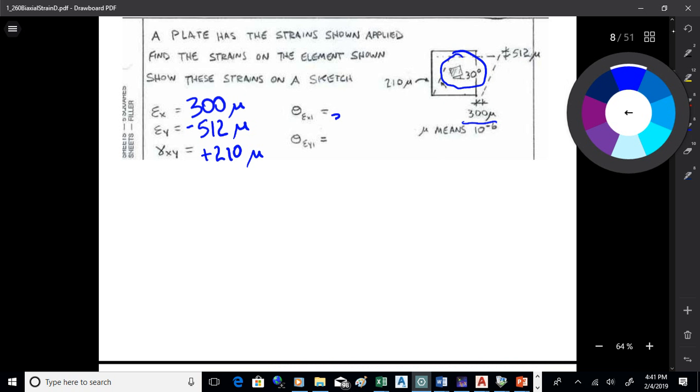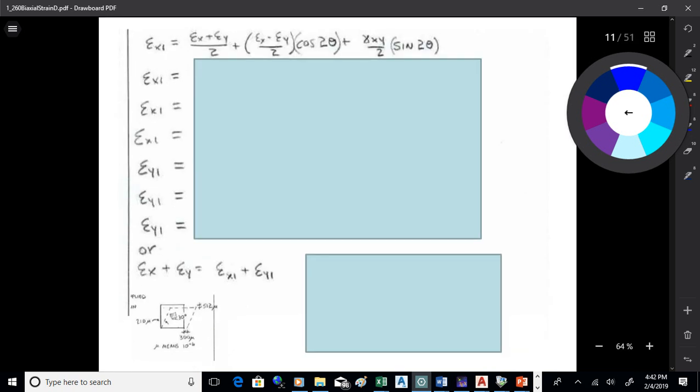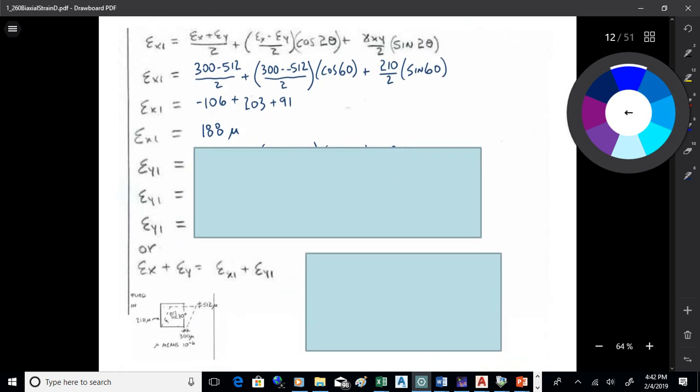So our first angle for epsilon x1 is 30 degrees because the horizontal plane is the reference angle. And for epsilon y1, we just add 90 to that and we get 120 degrees. So those are our two angles. That's the given information. And from there, you plug into the formula. That's about it. Once you understand what you're doing here, you just plug the stuff in.